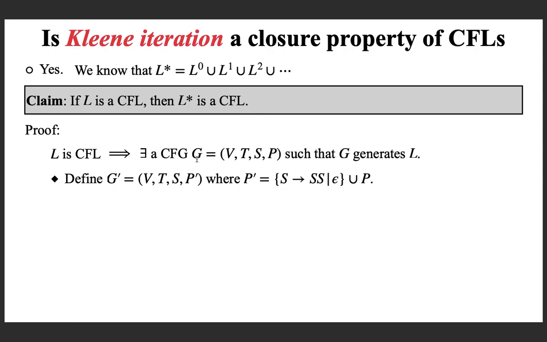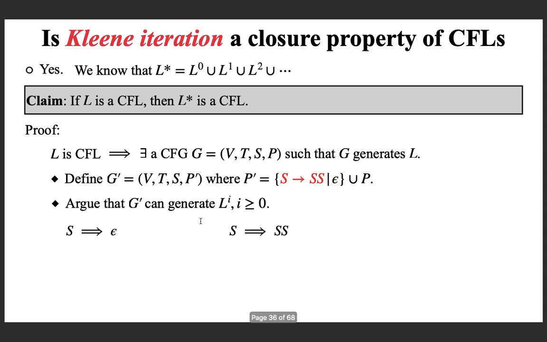Now from G you can define a grammar G prime with the same set of variables, same set of terminals, same start symbol, but production set is different. In what way it is different? You are adding two rules into it. The start symbol can be replaced with SS or epsilon is the only production that you need, and you can claim that the new grammar G prime can generate L to the power i for all values of i greater than or equal to 0. How will you argue? You know that by applying this production for S, replacing capital S with epsilon, you can derive the string epsilon, and hence L raised to 0 is there, because epsilon is the only string in L raised to 0.